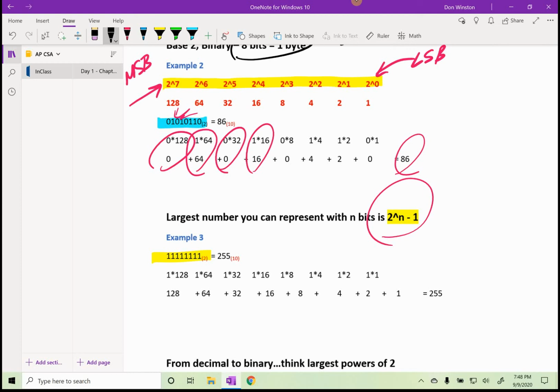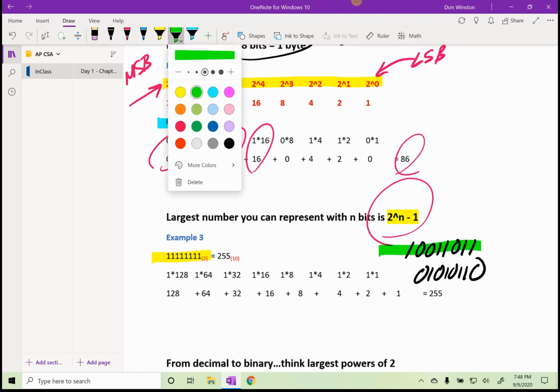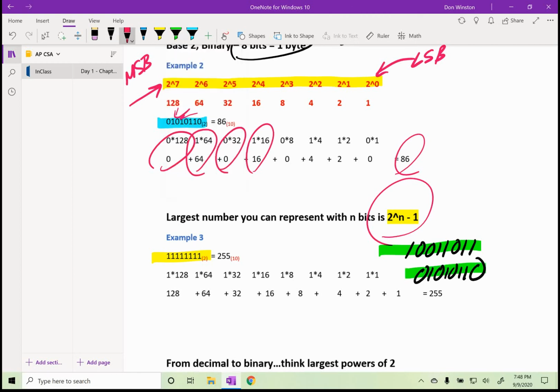So pause the video and see what this number would be. 1, 2, 3, 4, 5, 6, 7, 8. Try that. Pause the video, see what that number would be. And maybe one other one: 0, 1, 0, 1, 0, 1, 1, 2, 3, 4, 5, 6, 7. Well, what would that number be, base 10? So these are base 2 right here. Well, what is that number base 10?